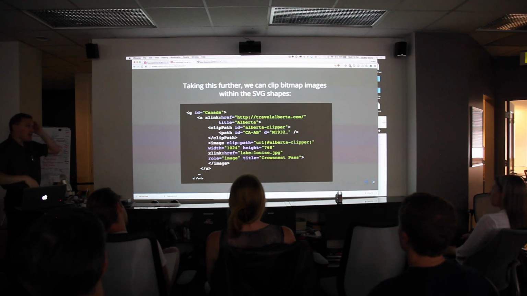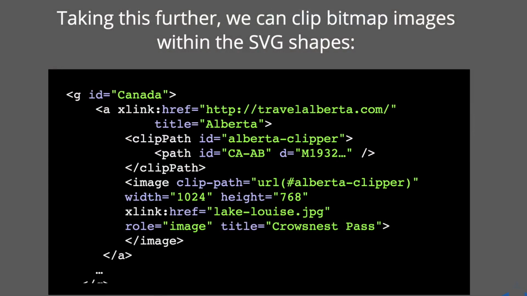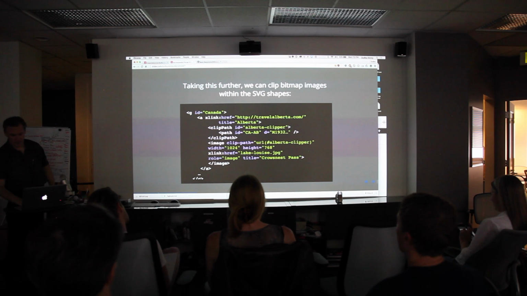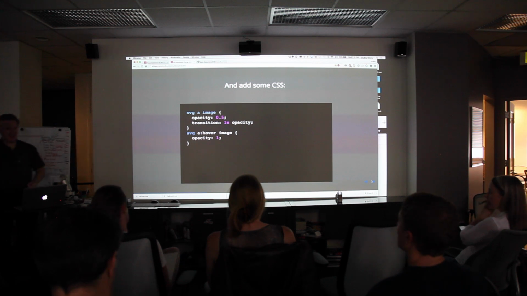Right? You can then take that same idea of here's a shape, but then put the shape inside of the clip path. If you put the shape inside of the clip path, and then you have a bitmap image that references that clip path, it's all still linked, right? So it's all still inside the link. And you can do the same thing with, okay, now I'm just targeting the image.